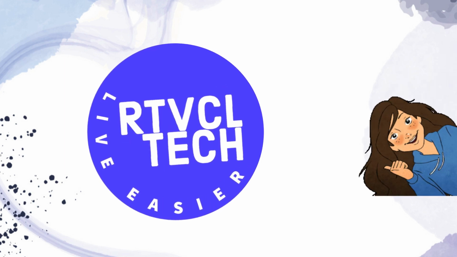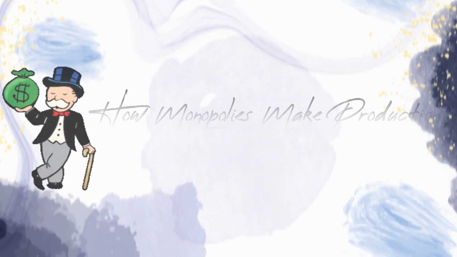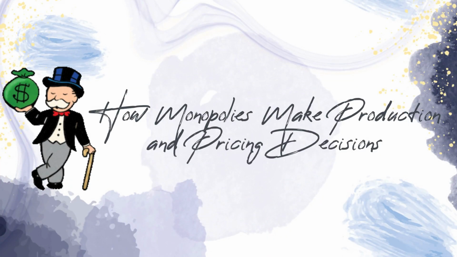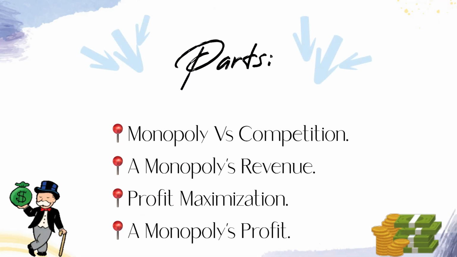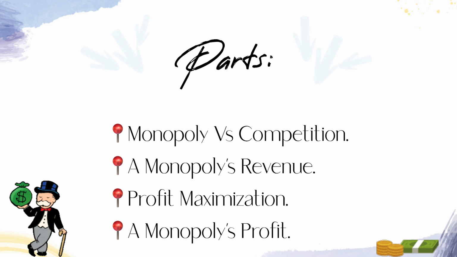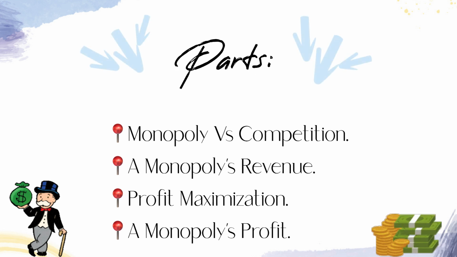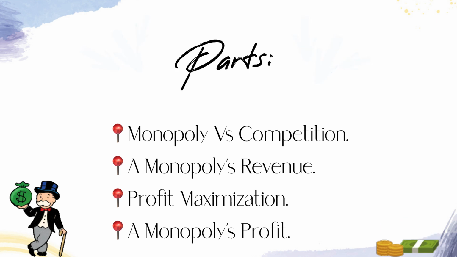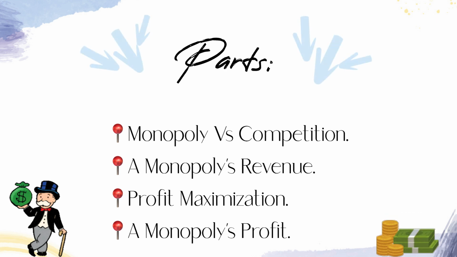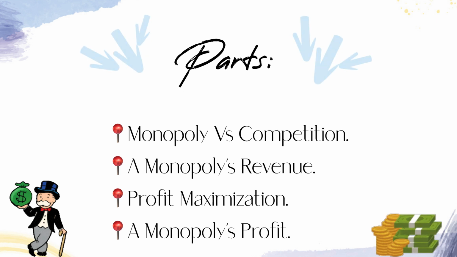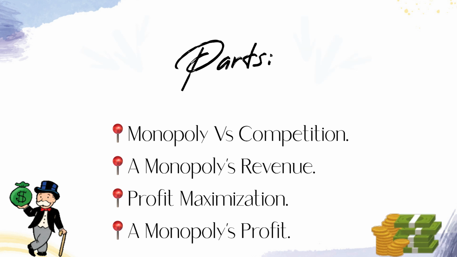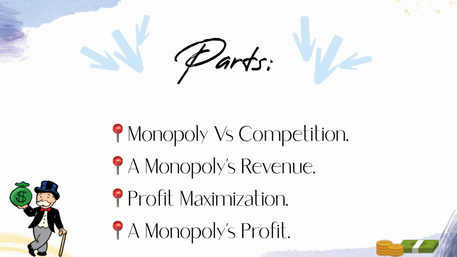Now, in this video, we're going to talk about how monopolies make production and pricing decisions. Here we have 4 parts. The first one is monopoly versus competition. The second one is a monopoly's revenue. The third one is profit maximization. And the last one is a monopoly's profit. So without any further ado, let's get to our topic.